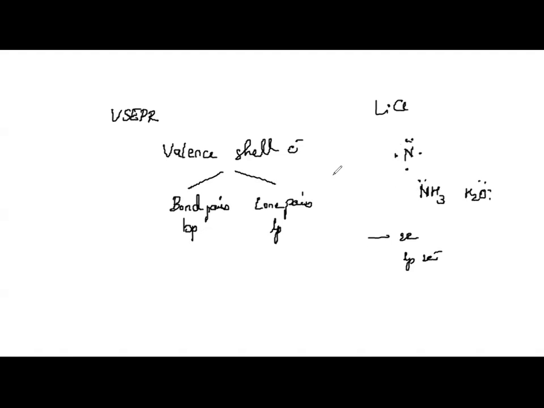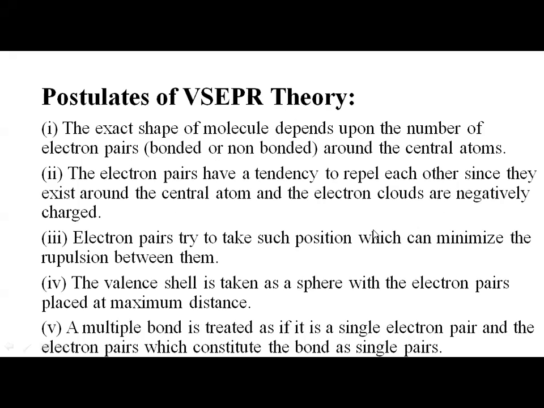So the geometry depends upon the valence shell electron pair repulsion. Therefore, the name valence shell electron pair repulsion theory. Okay, so let us see what are the postulates of valence shell electron pair repulsion theory.